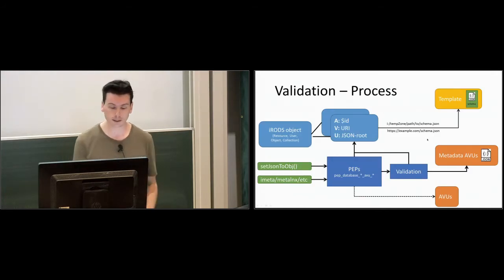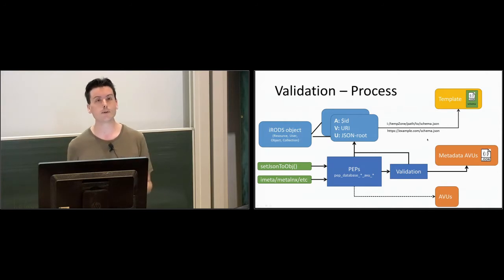So, a bit of a complicated slide. How do we implement the validation? Yes, we've got the iRODS object, and we attach a special AVU to it. Attribute $ID, the value is a URI, and then the unit is the JSON root that we want to use for that particular JSON. So the URI can be an iRODS object to the schema, or it can be an actual URL to a resource somewhere on the web.